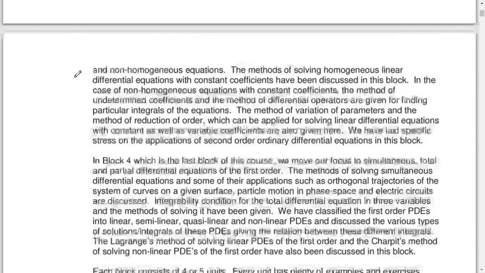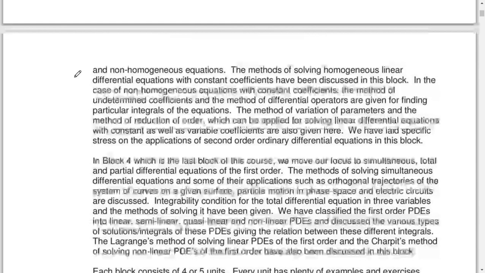The method of variation of parameters and the method of reduction of order, which can be applied for solving linear differential equations with constant as well as variable coefficients, are also given here. We have laid specific stress on the application of second order ordinary differential equations in this block.